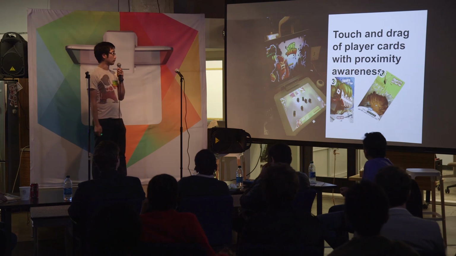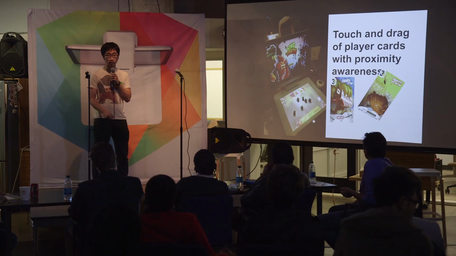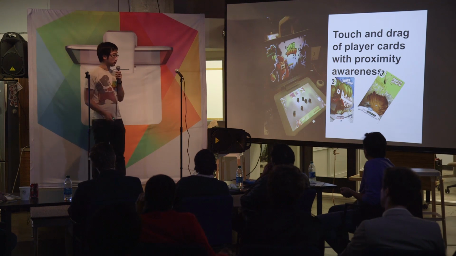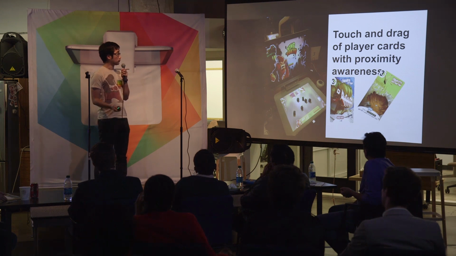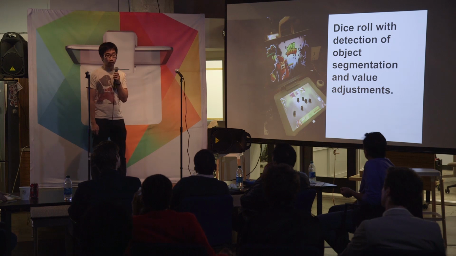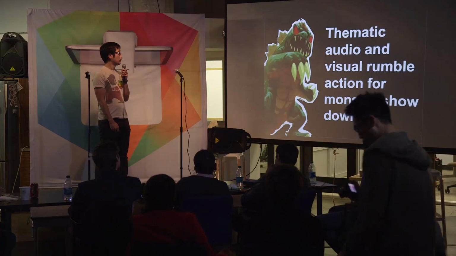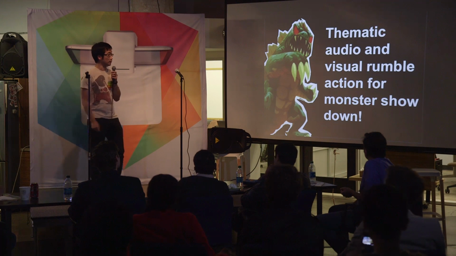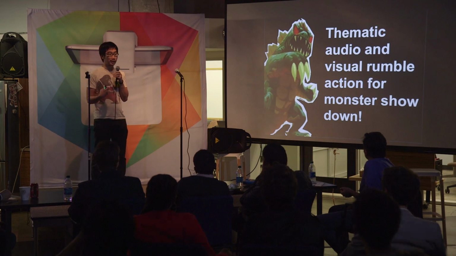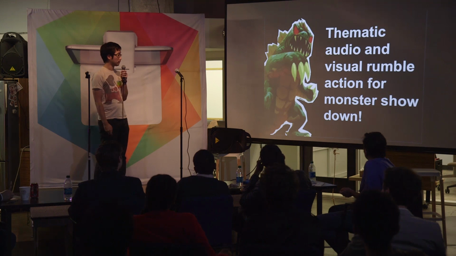There's also another component, which is player cards. We actually have cards that you can move towards you in your proximity, which will associate with your character. Going back to the dice, it is really about the object segmentation. We're able to take the data and, using the API, go back and forth. Another fun thing for this was thematic audio. We really wanted to make it feel like a monster fighting game, so when we do the demo, you'll see and hear that experience.